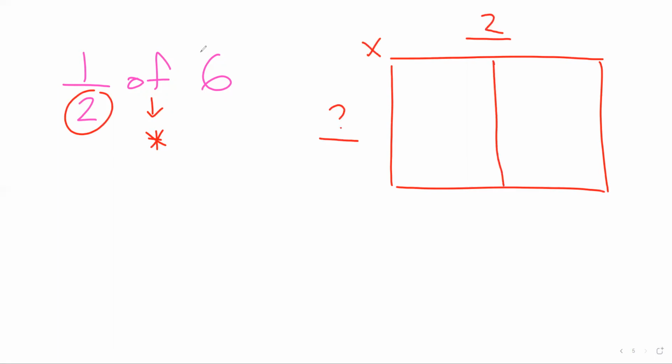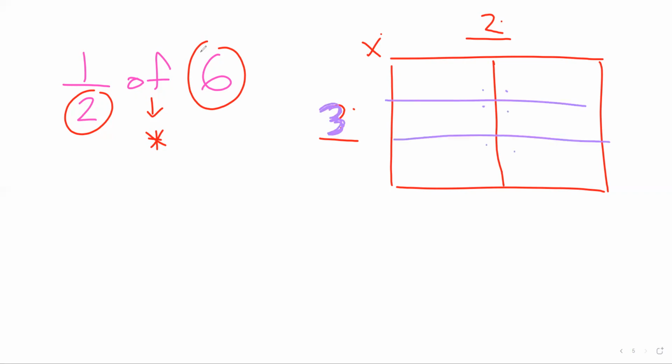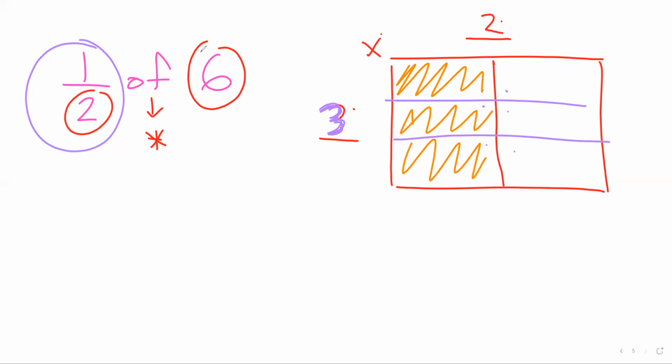So boom. And this is again telling me that 2 times something is going to get me to 6. Well, that's going to be 2 times 3. And if I count, I should have 6 blocks. 1, 2, 3, 4, 5, 6. And then in this case, we want one of the 2s. So that's one column, which is equal to 3 pieces. 1/2 of 6 is equal to 3.